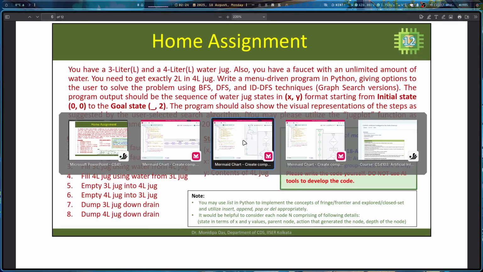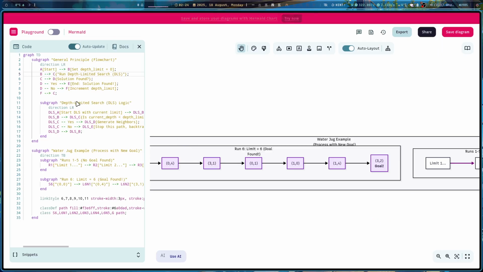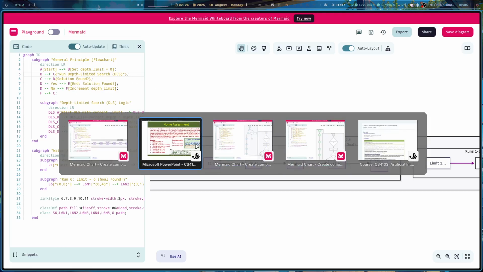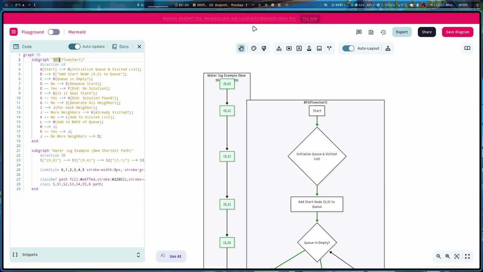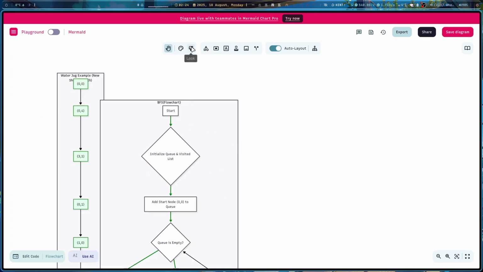Now, let me show you one mermaid diagram that I made. So this is the water jug problem. There is the BFS, and this is the DFS. This is the BFS diagram. So yeah, let me just close this. This is the BFS one.